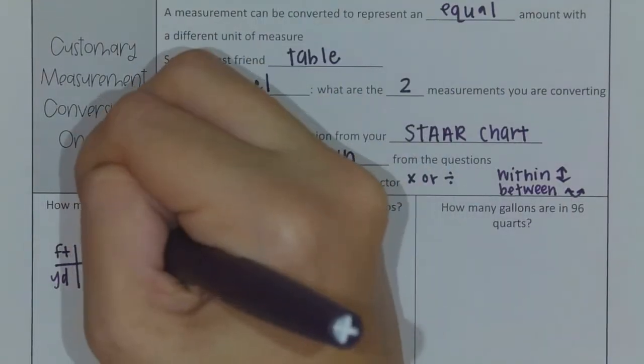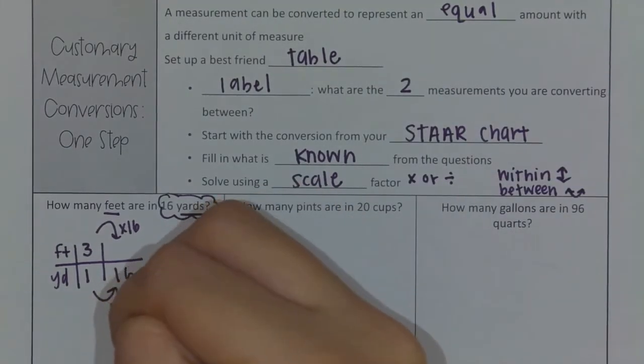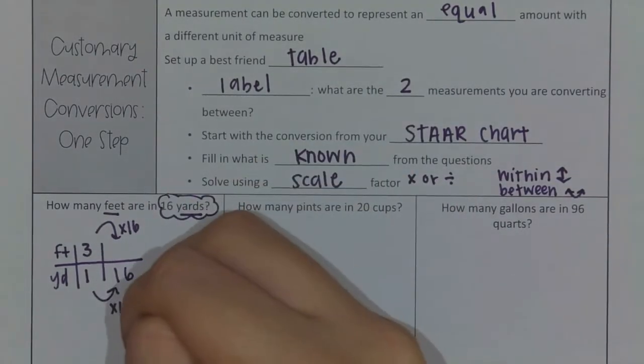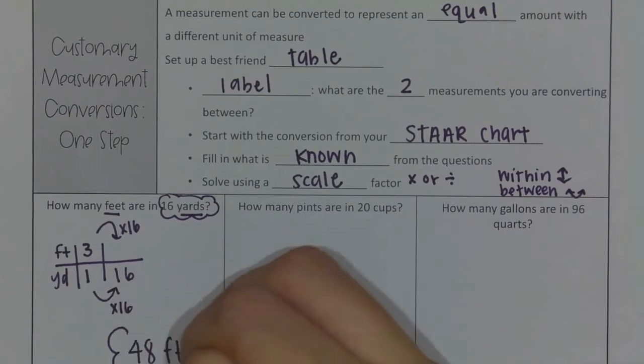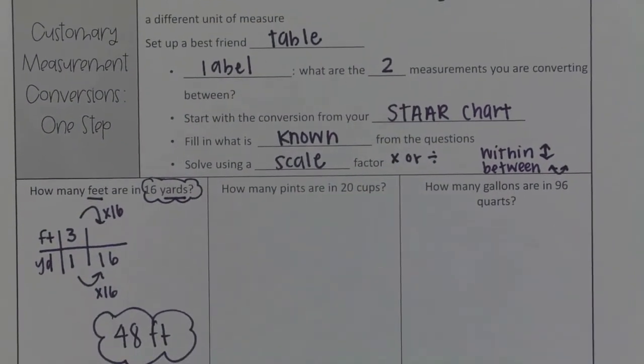Whatever scale factor I use on the bottom, I have to use on the top. So 3 times 16 would give me 48, and my units are feet. So there are 48 feet and 16 yards. Let's do our next one.